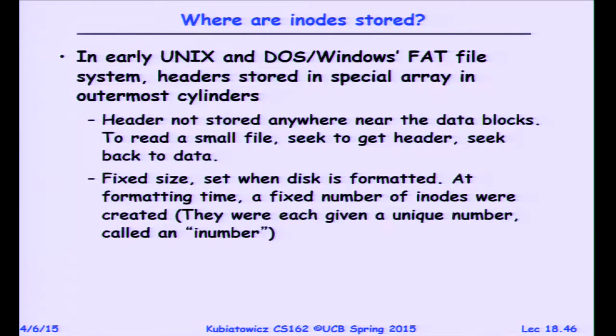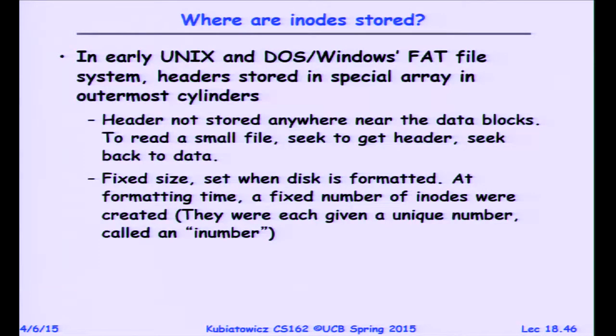We can also talk about where the inodes are stored. In the early Unix and actually DOS, Windows FAT file system, the headers are actually stored in a special array on the outermost cylinders of the disk. Okay, so basically that inode array is on the outside.